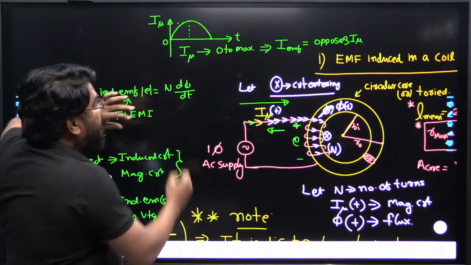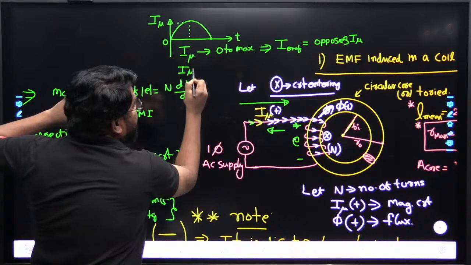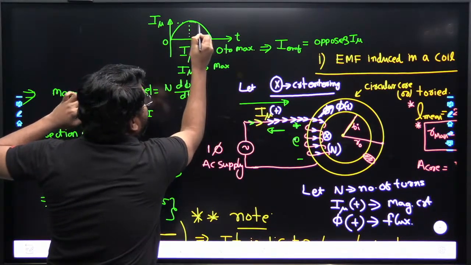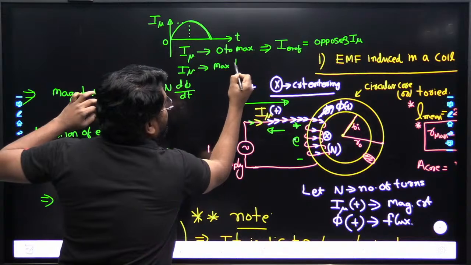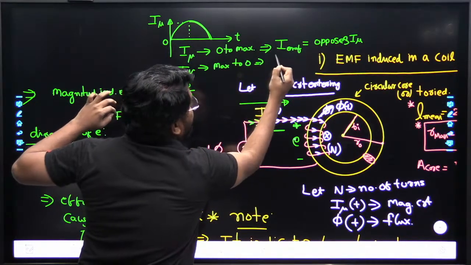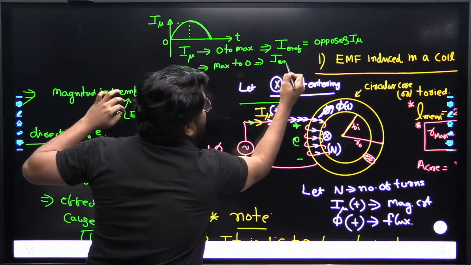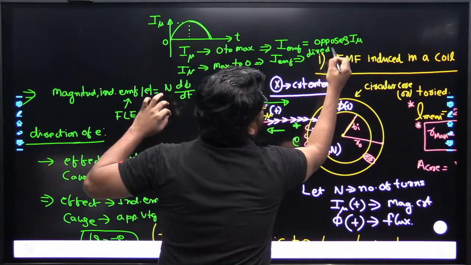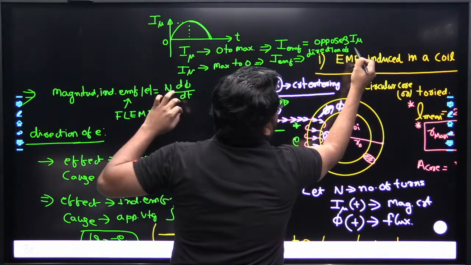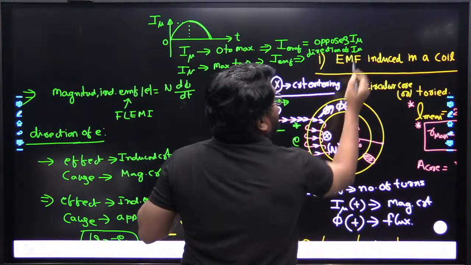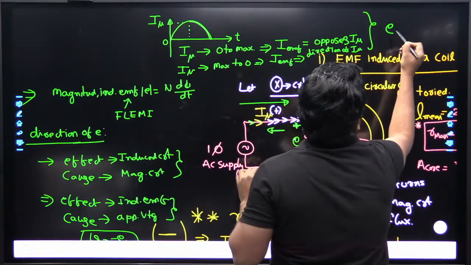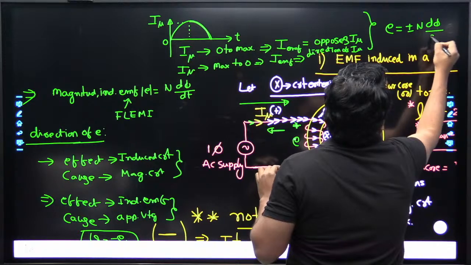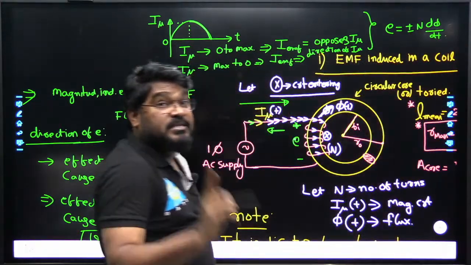Suppose the magnetizing current changes from maximum to 0. At this condition, the induced current is in the direction of the magnetizing current only. So in general we can write E is equal to plus or minus N d phi by dt. This is the relation.